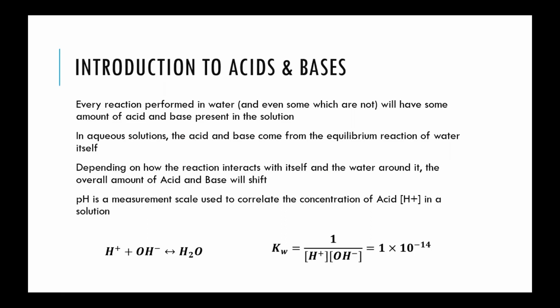Many things will have a level of acidity to them, lots of different aqueous reactions and even water itself. All of them have some level of acid present in the system, and this is because of the equilibrium of this reaction in water itself. The Kw, or the equilibrium constant of water, is shown, where you can see there is at all times some concentration of H+ and some concentration of hydroxide present during all of these reactions.